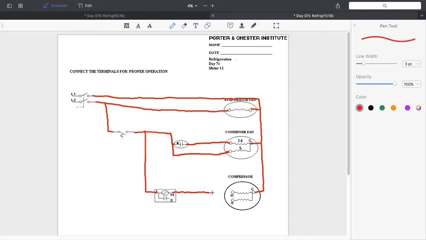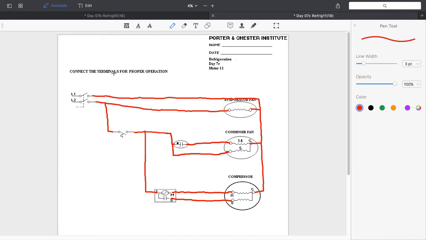Now here, M we know goes to R, S goes to S. So what we have is a line 1, and a double pole breaker controlling my evaporator fan, which runs constantly. My thermostat controls my PSC condenser fan motor and my split phase, no start components, compressor motor. This is a very frequent circuit you'll see in refrigeration.